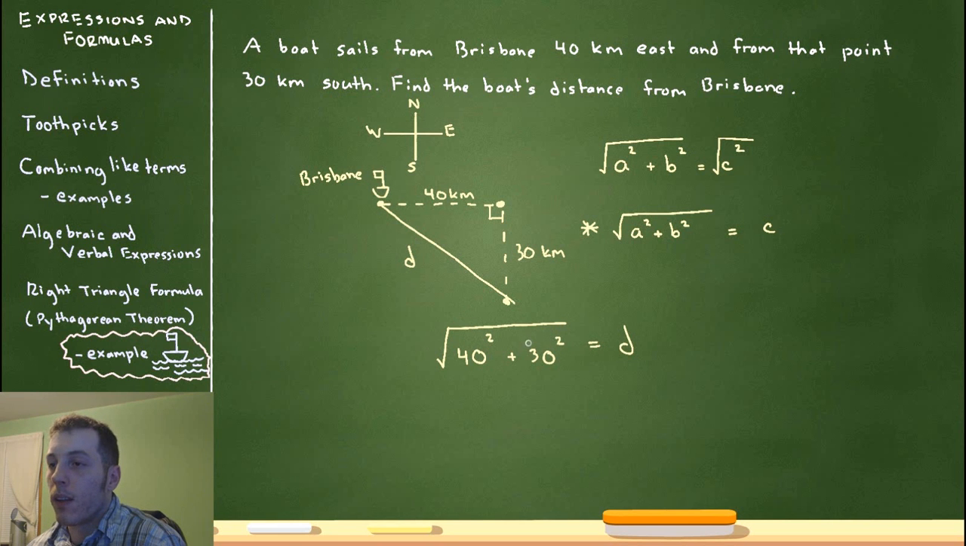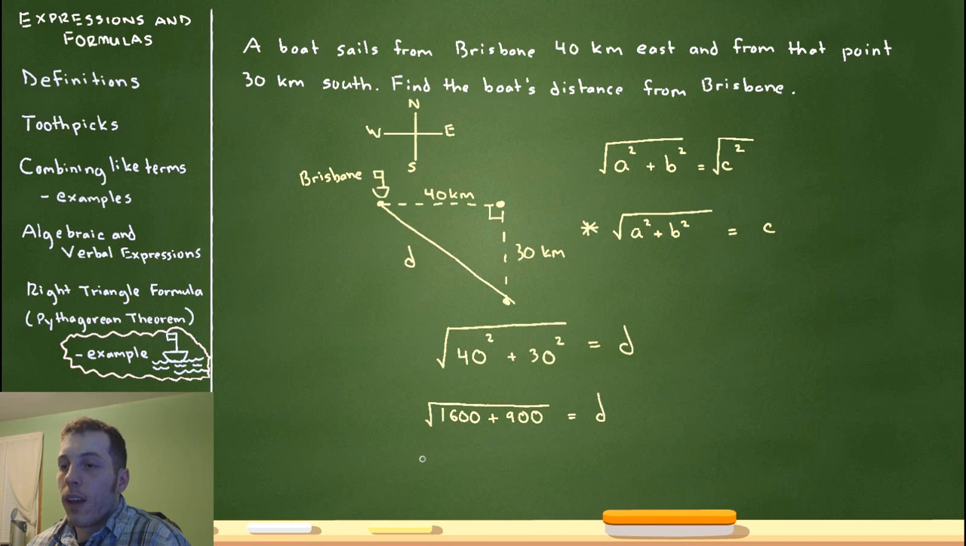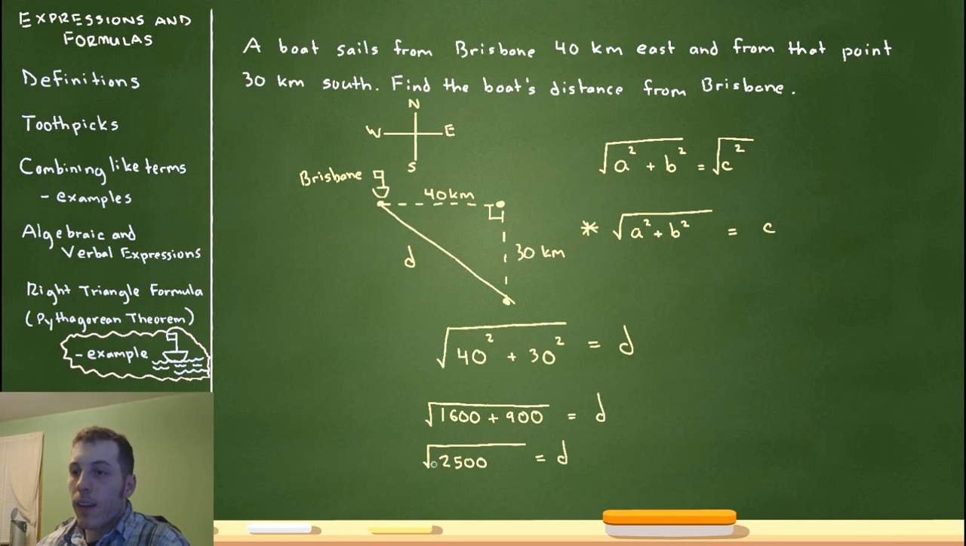So, of course, we're going to have to work within the square root. We do exponents next. So, 40 squared is 1600. 30 squared is 900. And that's all square root. And this is equal to d. And this 1600 plus 900 is 2500. And this is still equal to d. And lastly, the square root of 2500 is 50.